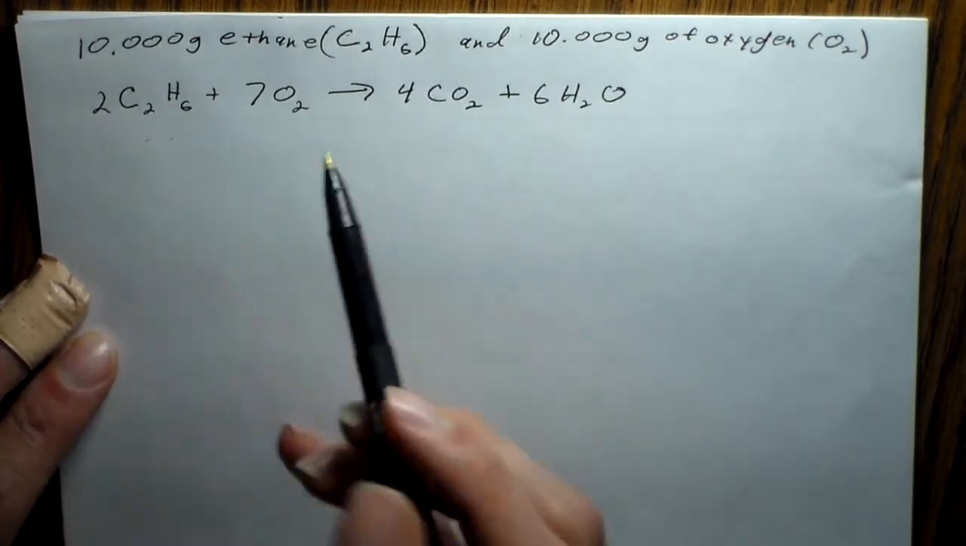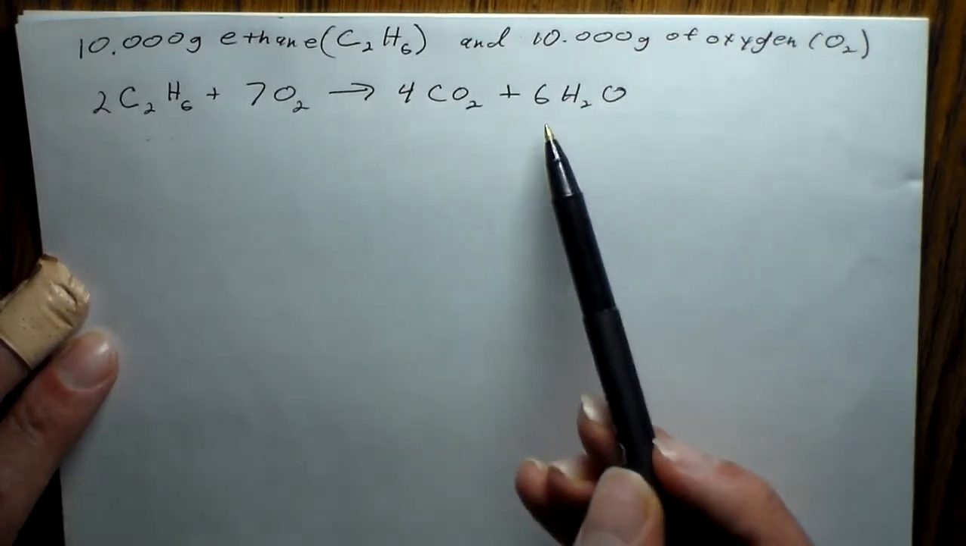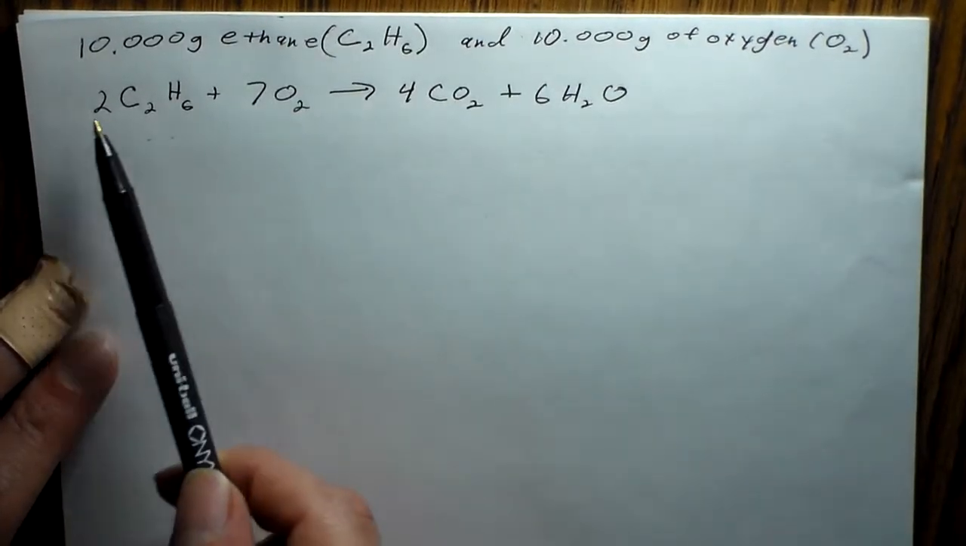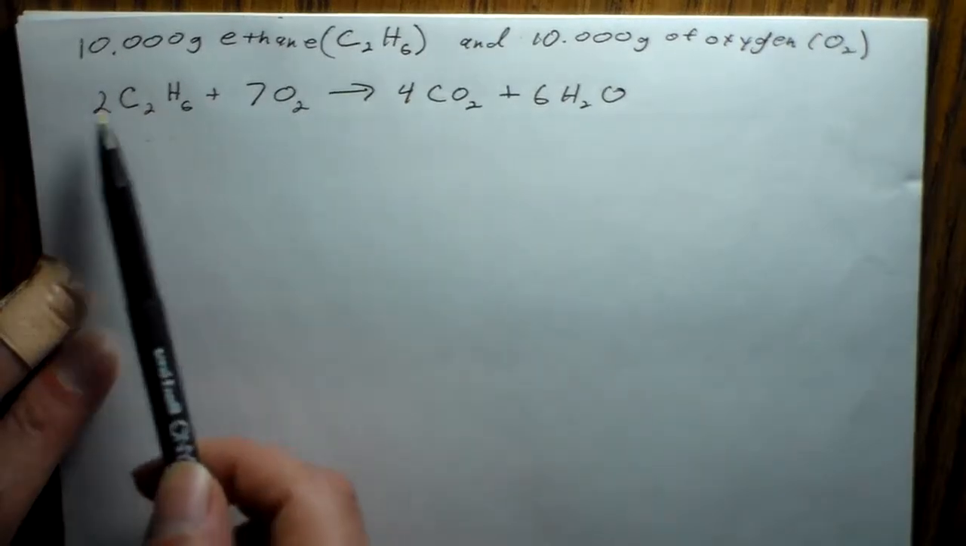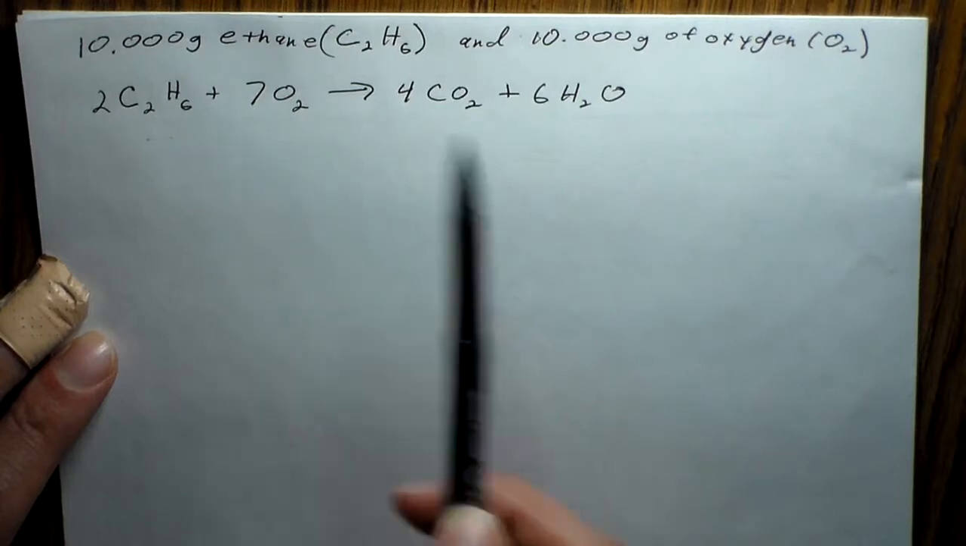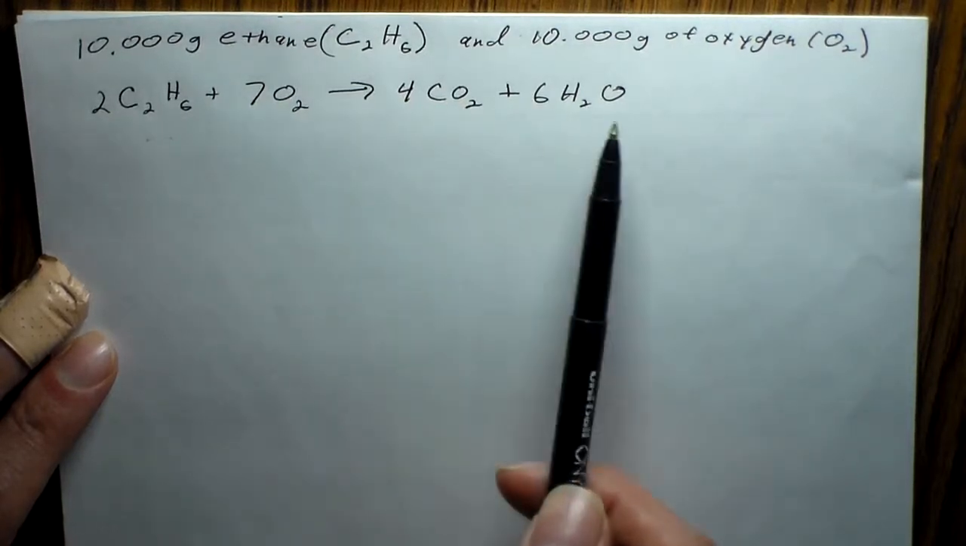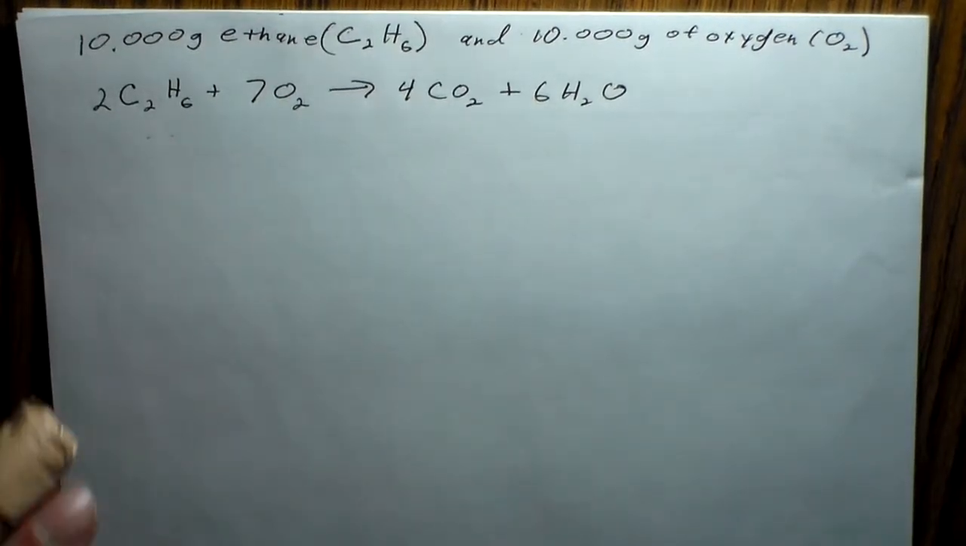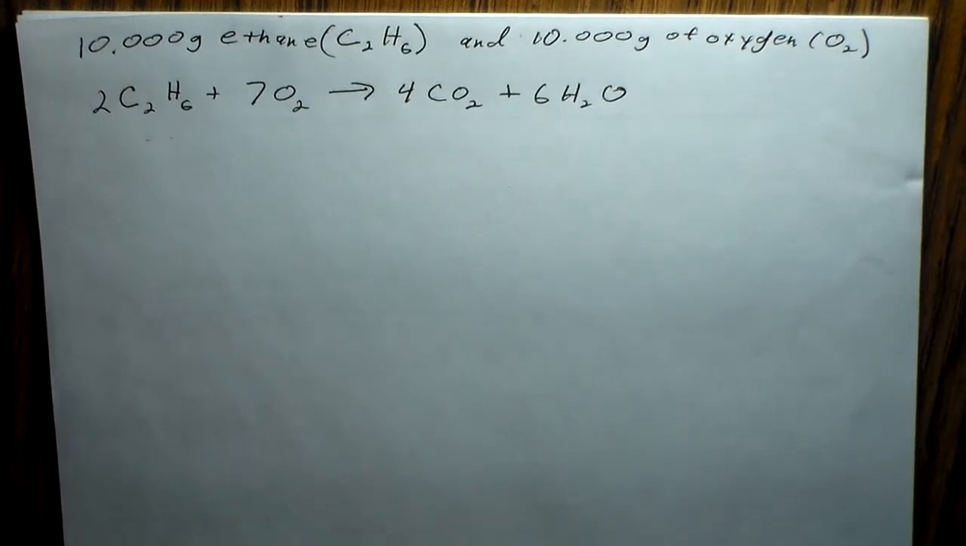So we have here 2 ethanes plus 7 oxygens give us 4 carbon dioxides and 6 waters. And just verify, yes, we have 4 carbons on both sides, 12 hydrogens, and 14 oxygens. So there's 14, and then we have another 8 plus 6, that's 14. So everything is nice and balanced for this one. And usually for these complicated combustion reactions, I'll just balance it out to save you a little time.